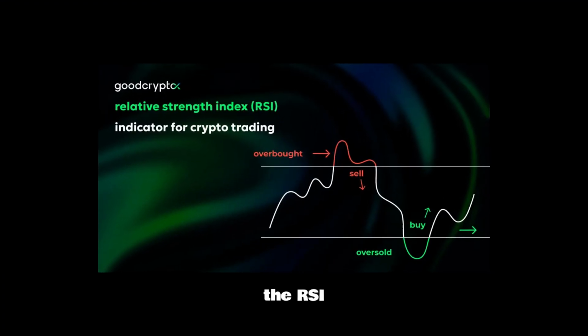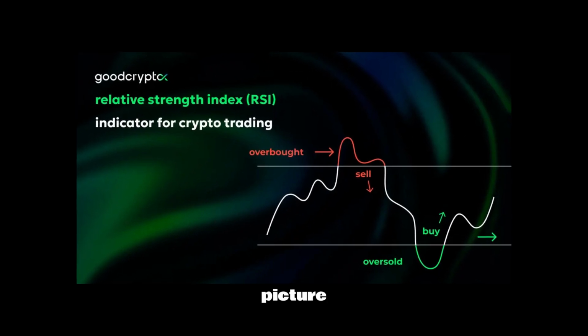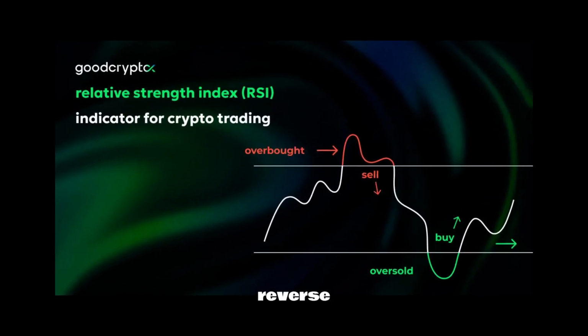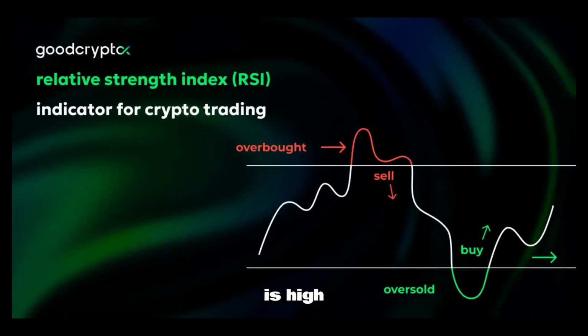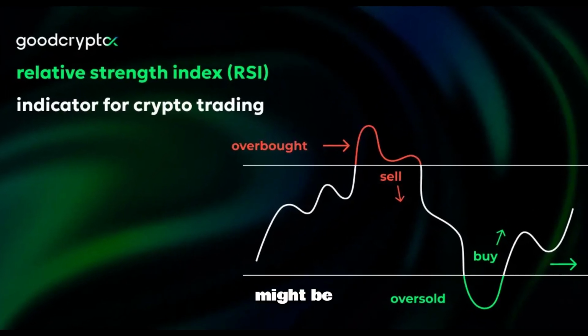By tracking the RSI and volume, you can get a clearer picture of whether a stock is likely to reverse its trend or continue moving in the same direction. If the RSI is high but volume is low, a reversal might be coming.